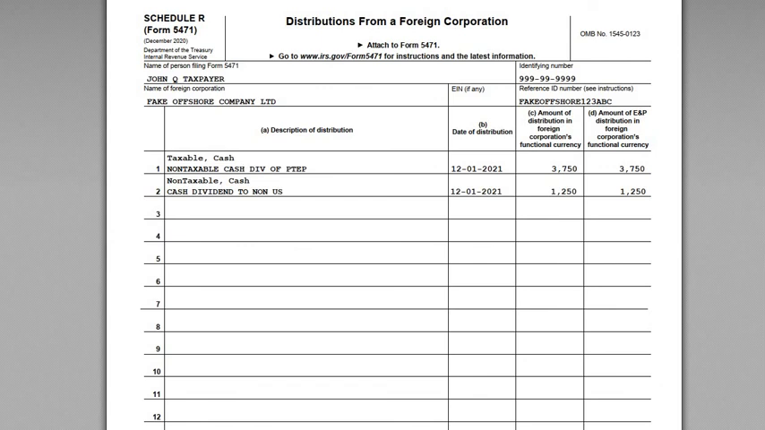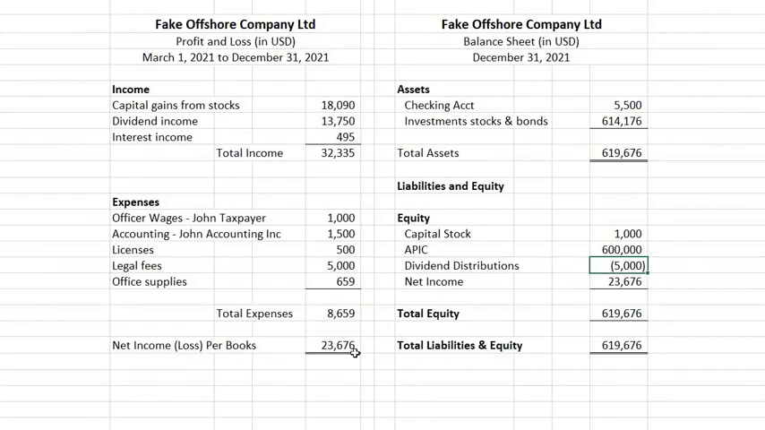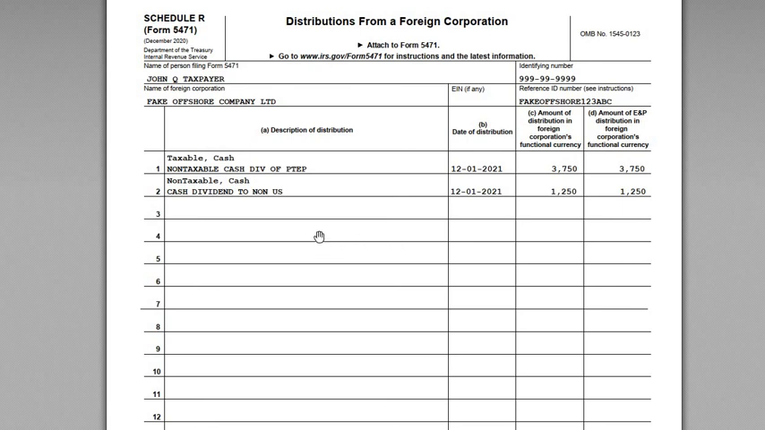Remember, if we look at our financial statements here, we have accumulated earnings and profits of $23,676, and during the year we distributed $5,000 to the shareholders. 75% went to John, our U.S. shareholder, and then the remaining 25% went to that Bermuda holding company. So what we want to do here is list out the different types of distributions and from what different types of categories of income they came out of.